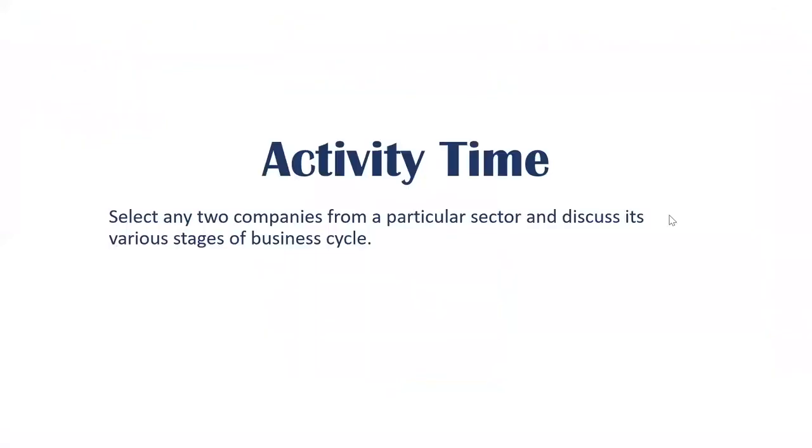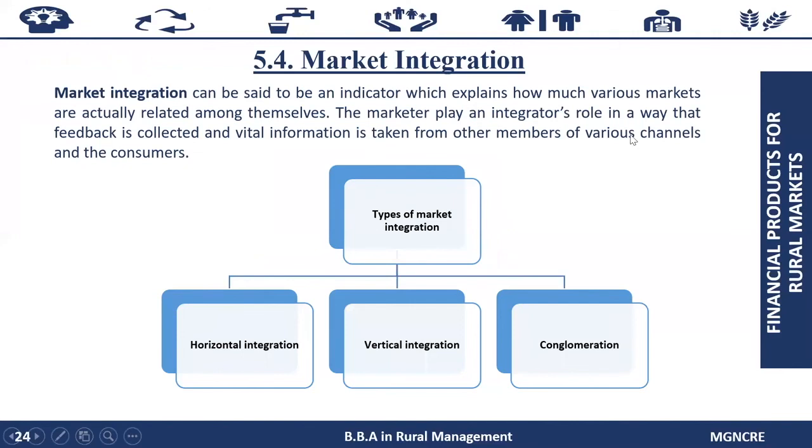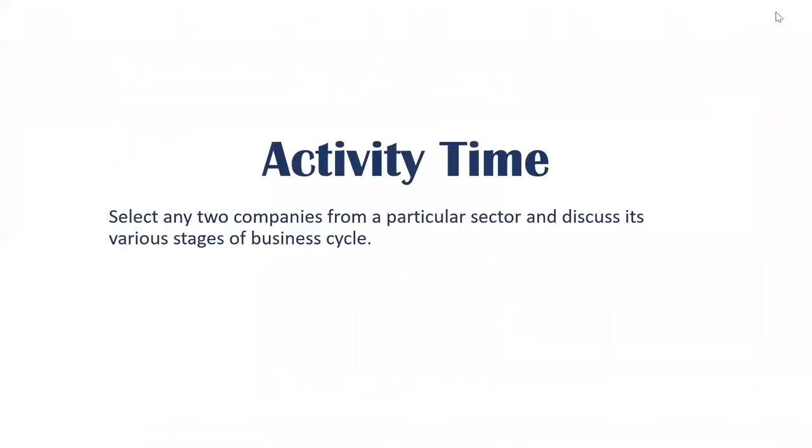So we come to the end of topic 3 of the chapter. So you have to do a small activity in which you have to select any two companies from a particular sector, and discuss the various stages of how they have grown, how they started, what life cycle they followed, and in which stage they are now. So I hope you do this activity and get a better understanding of the topic.